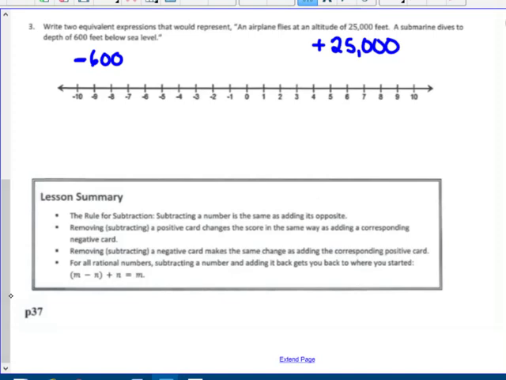The lesson summary is the rule for subtraction: subtracting a number is the same as adding its opposite. Keep, add, up, and then I add that little part on, sing. Keep, add, up, sing.